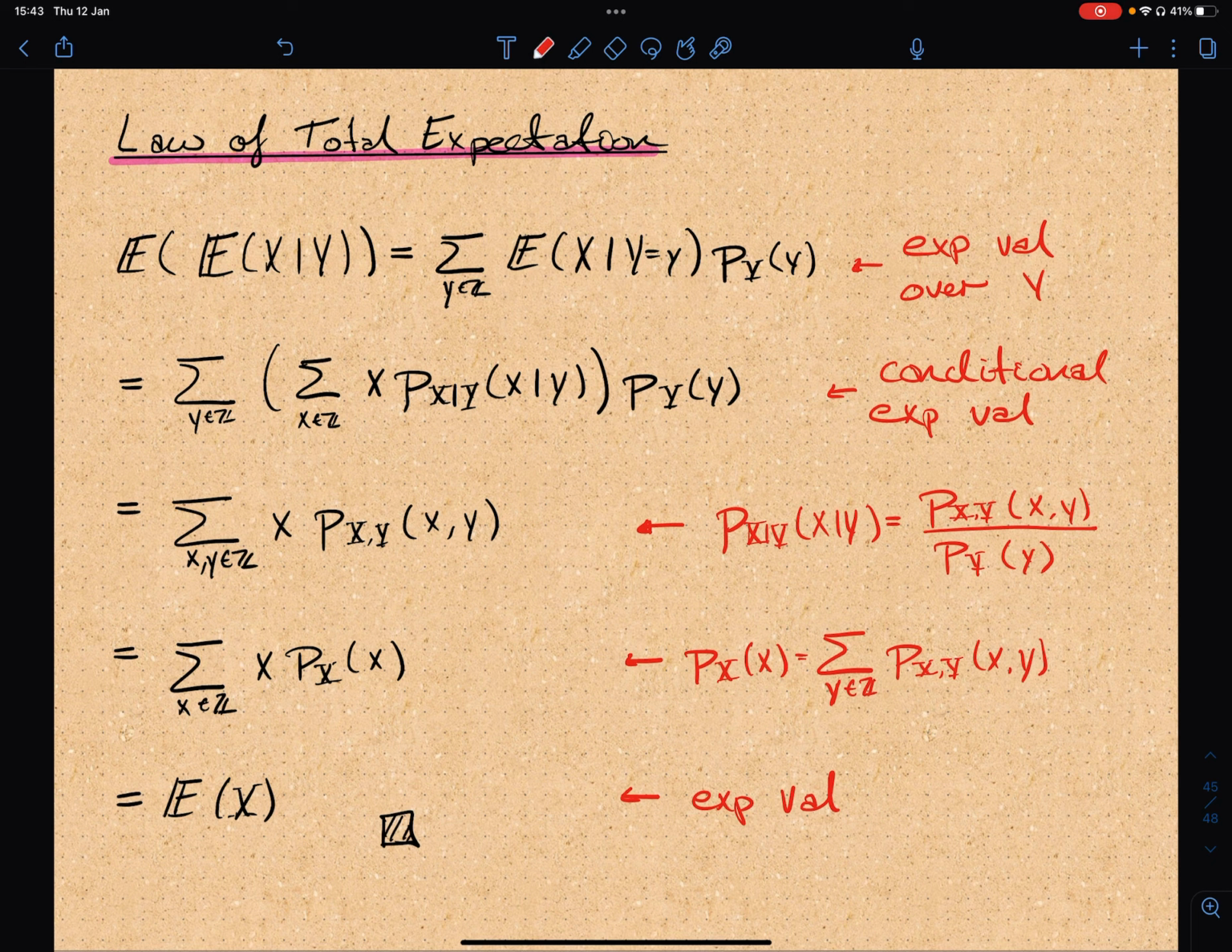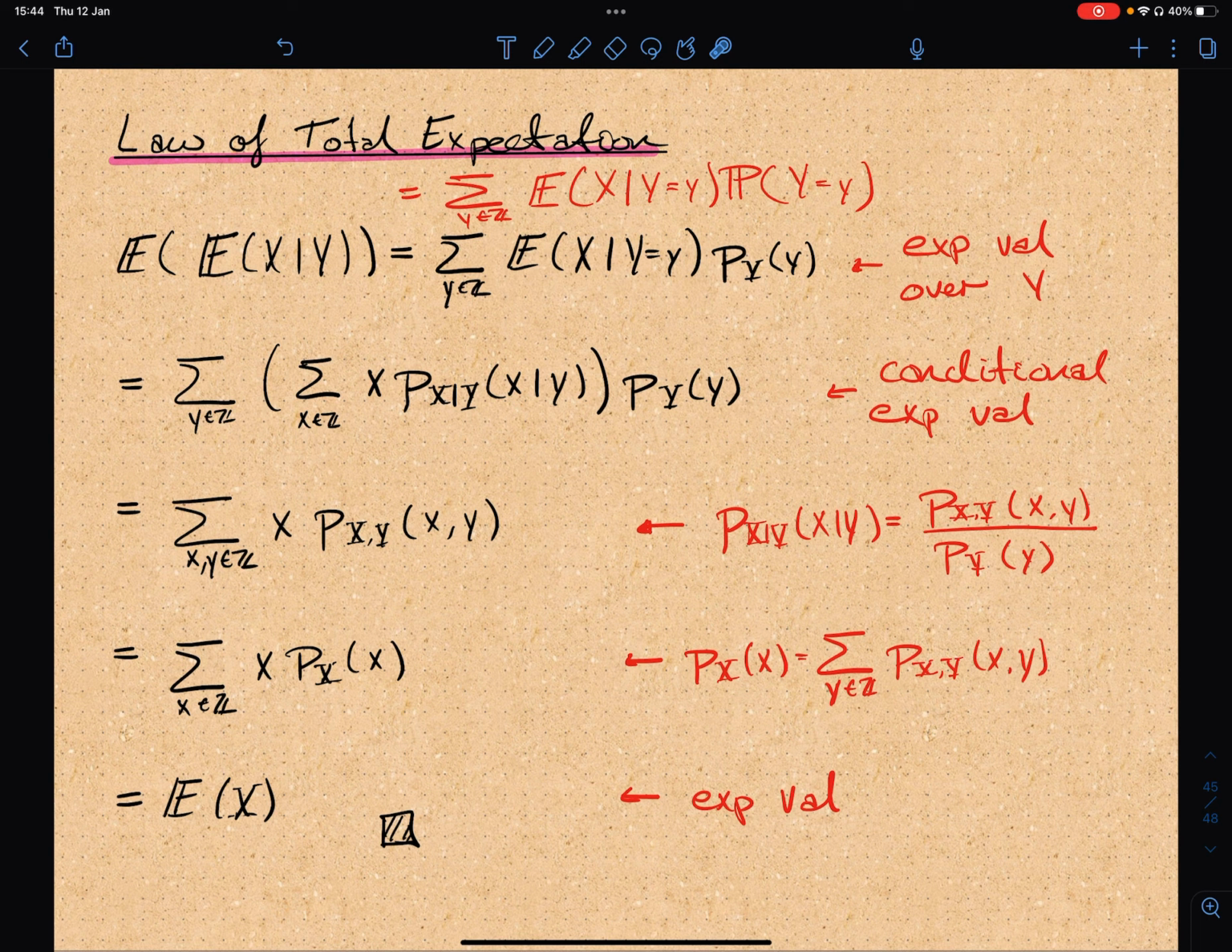So another way that you can rewrite this, and this is in the discrete case for simplicity, is the sum over y of the expected value of x given y equals y, times the probability that Y equals y. So again, we're thinking of this as a function on y, and we're considering all the approximations of x given different events y, and we're doing a weighted average of those conditional expected values.